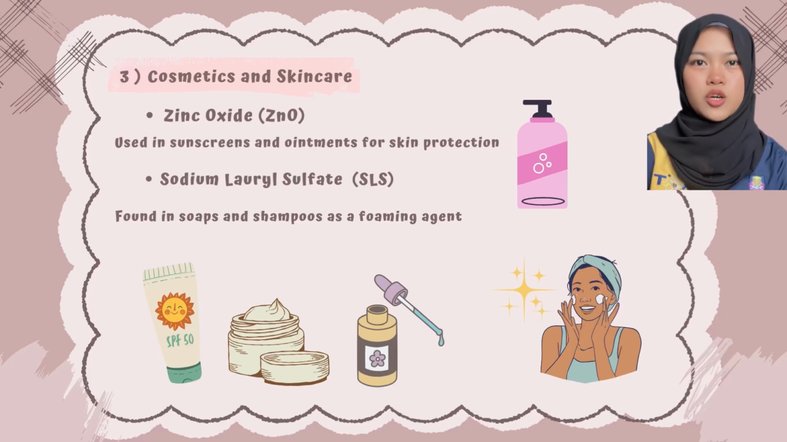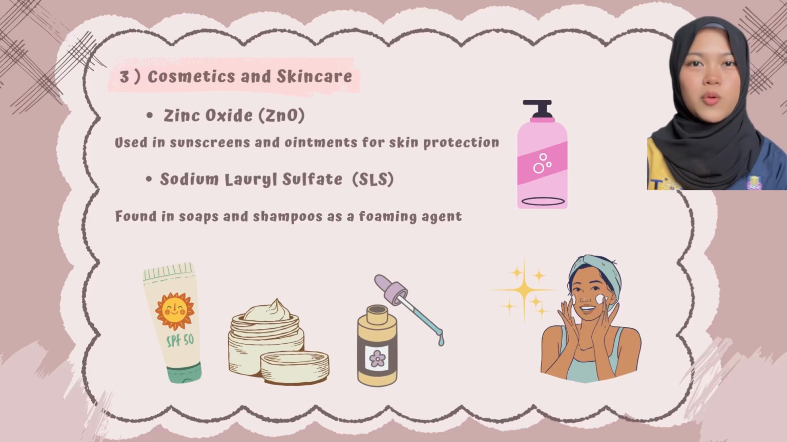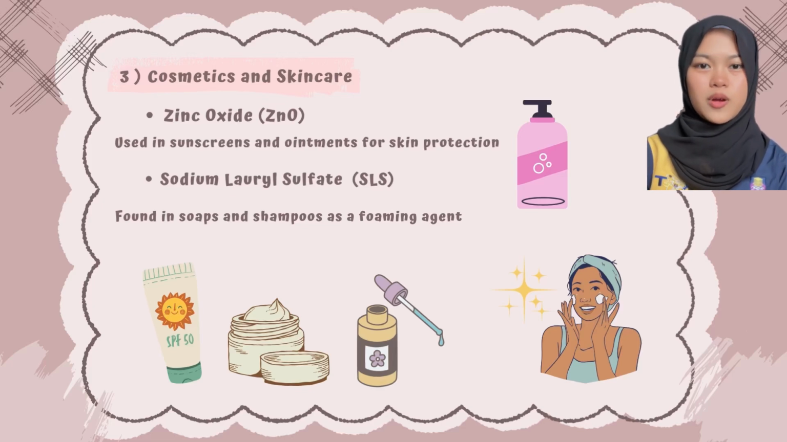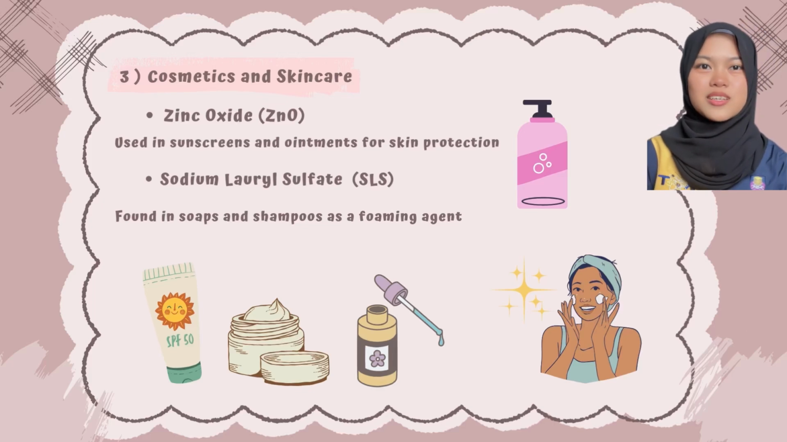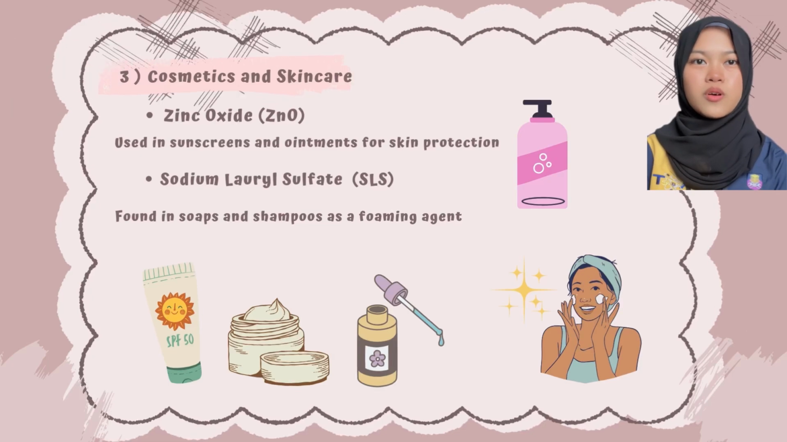And lastly, sodium lauryl sulfate. Have you ever wondered how your soap and shampoo are able to produce bubbly foam? So this is the answer. We use sodium lauryl sulfate as a foaming agent in soap and shampoo.